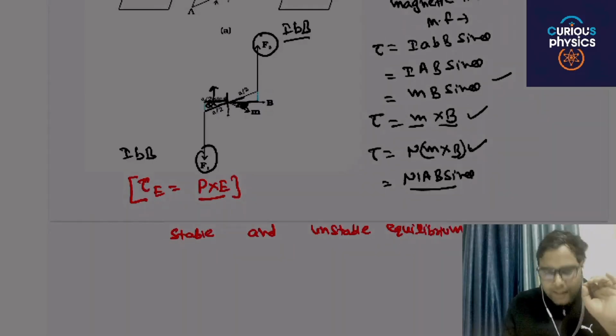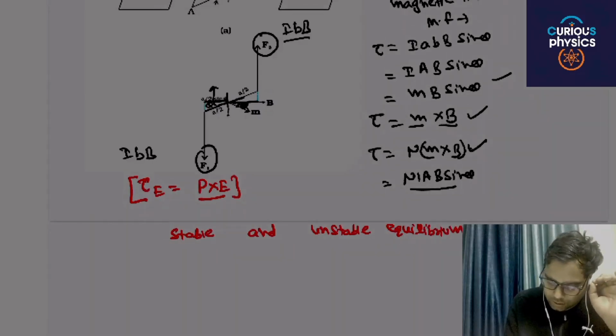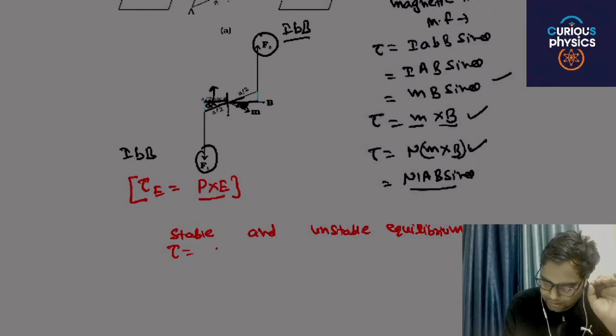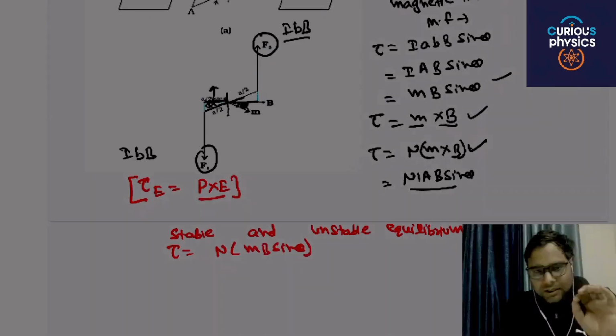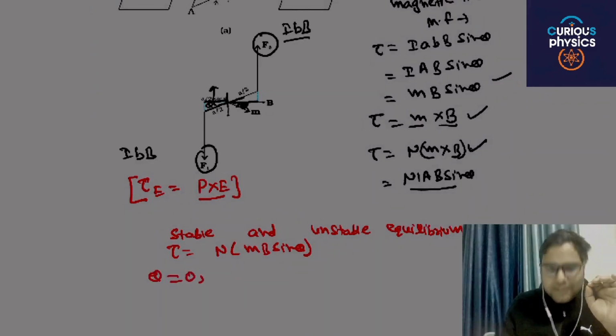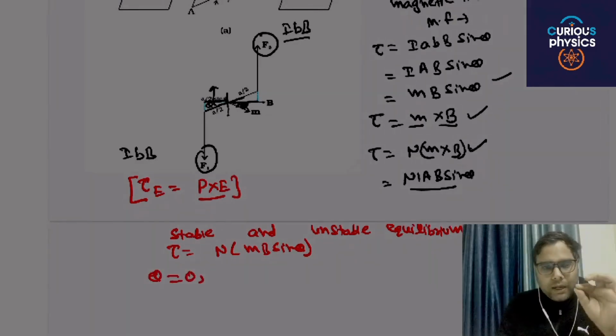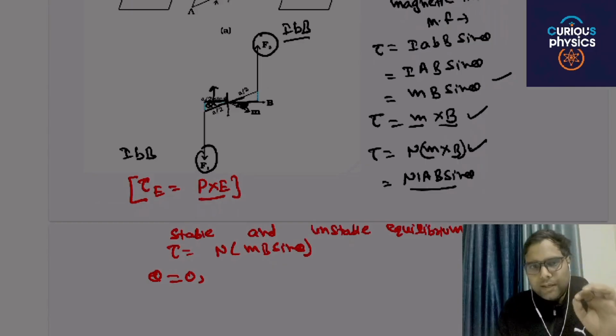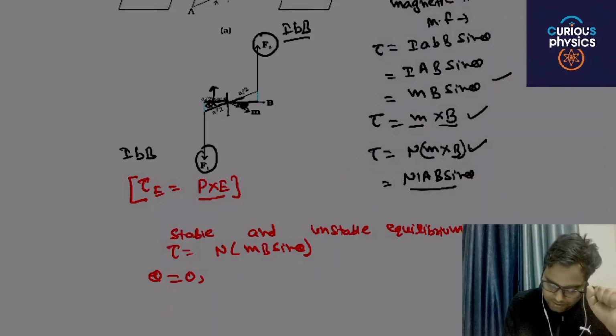When the angle between them is theta, the torque is N m B sin theta. This is basically nothing but the torque. When theta is zero, the angle between the magnetic moment and the magnetic field is zero, then this particular loop is in stable equilibrium.